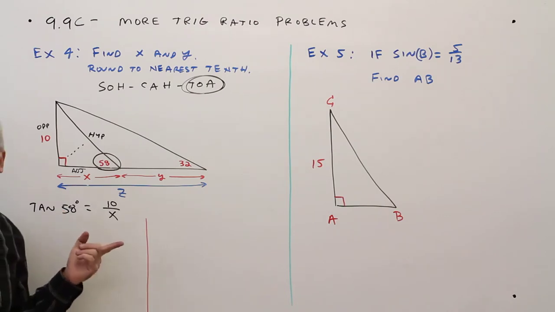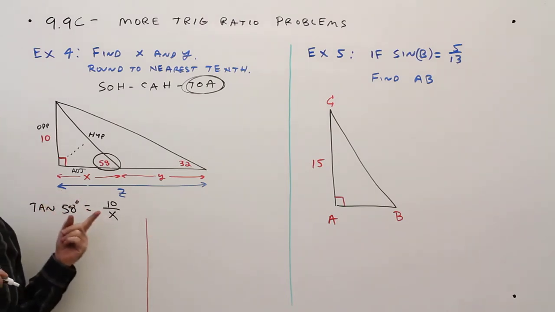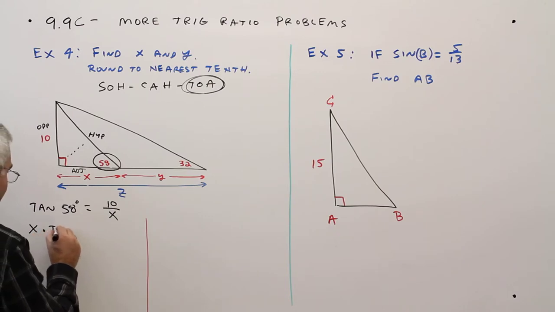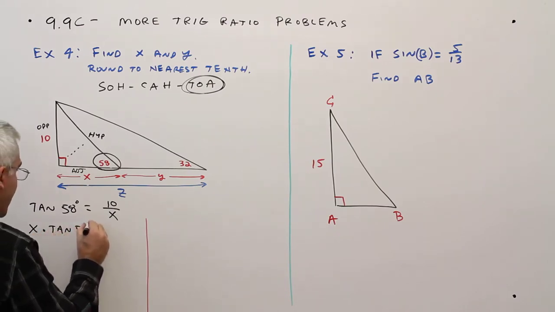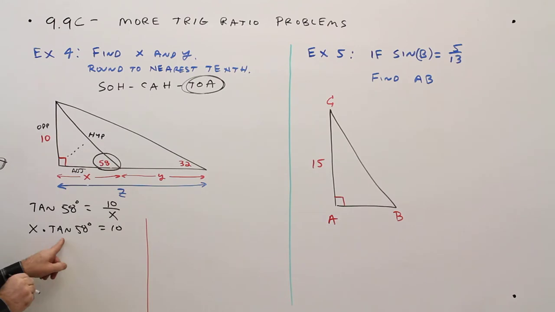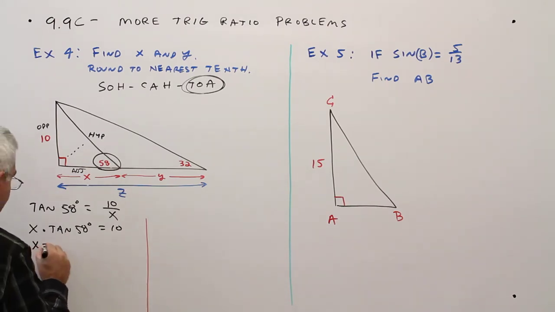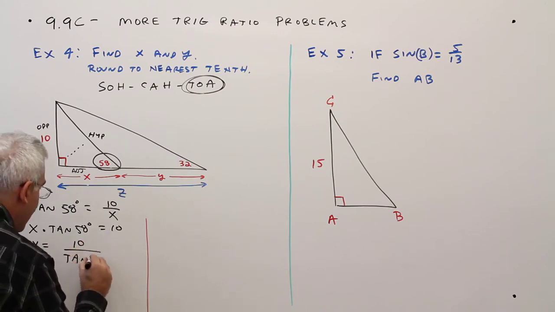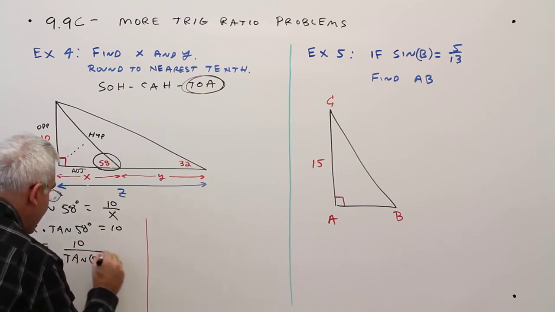And what I'm going to do is just solve that for x. I'll multiply each side by x. So x times the tangent of 58 degrees equals 10. And I'll just divide each side by the tangent of 58. So x equals 10 divided by the tangent of 58 degrees.